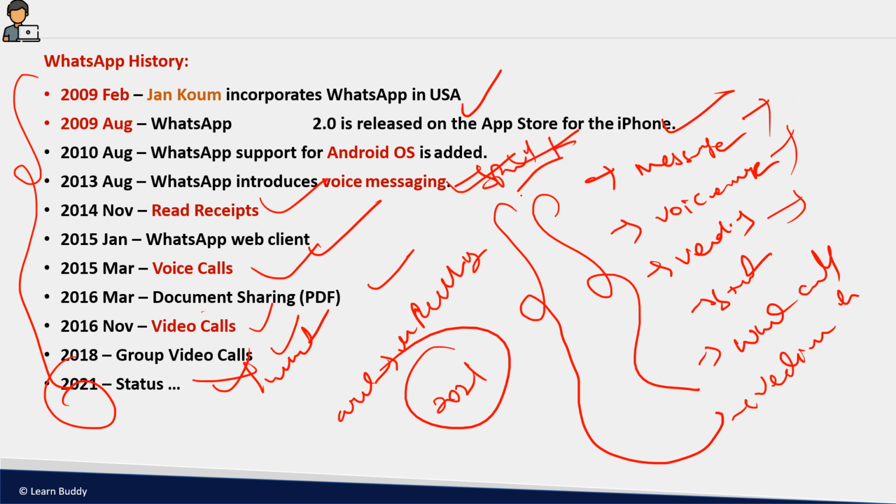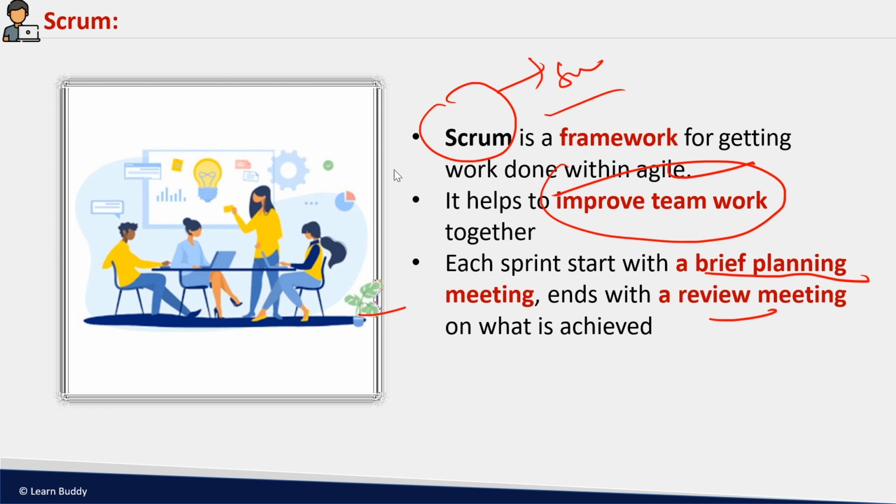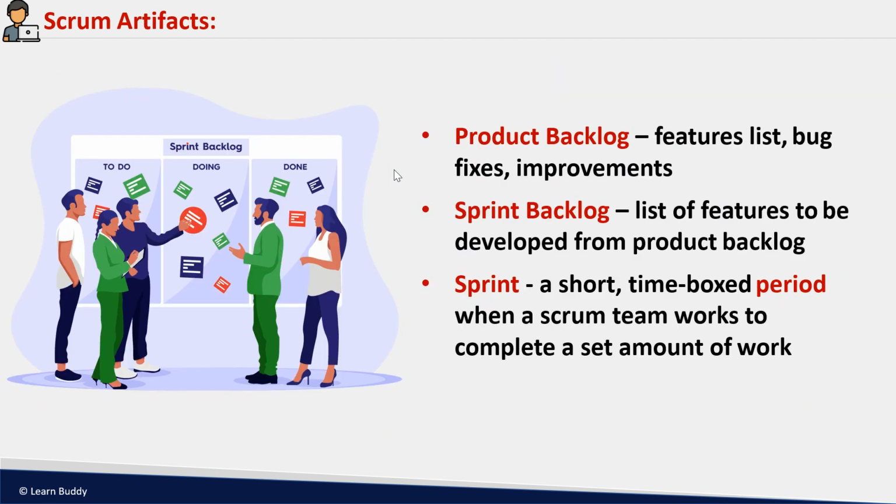What is a sprint? For example, let's consider this is sprint one. In sprint one they want voice messages, and in sprint two they want read receipts. Based on these requirements they split the work into sprints. Within five days they want to do this, and next week they want to develop the next part of the application. That is called a sprint. In the sprint they give what things you have to do within it.